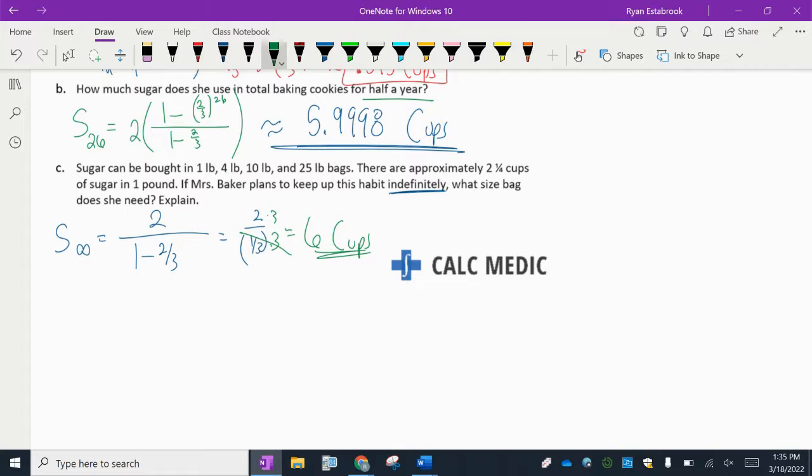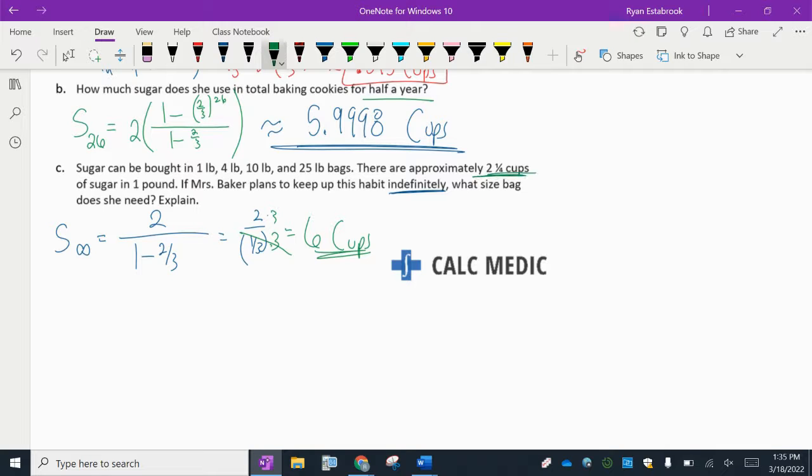So letter B, just above it, we asked how many cups would you have for half of a year? 5.9998. Well, if you did this an infinite number of times for the rest of her life and then well beyond when she's living, you would only need 6 cups because you're adding such small values at a certain point. Now you have to figure out 6 cups. Well, how many pounds is that equal to?